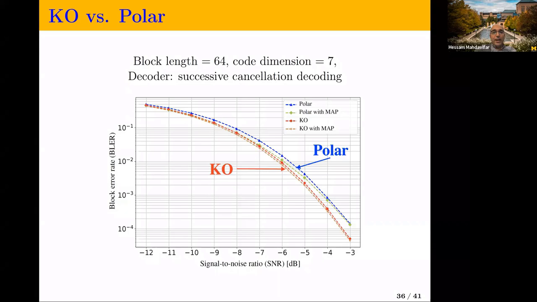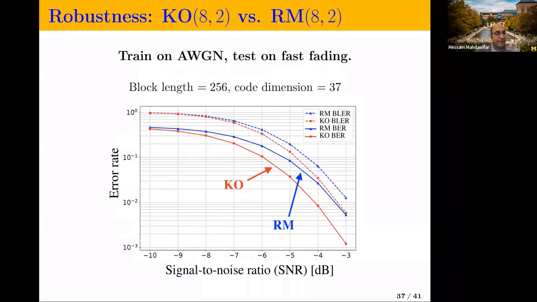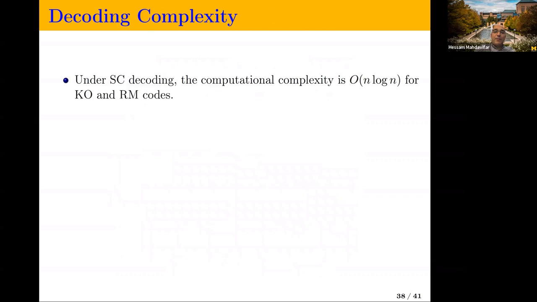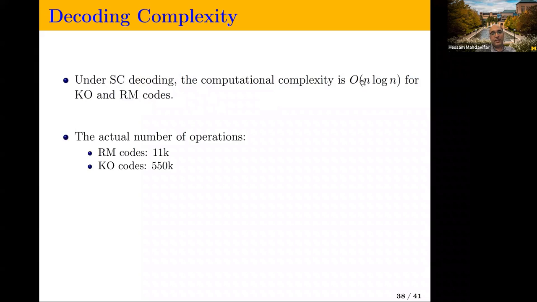Okay. And the other thing is that we have robustness. In other words, we train on AWGN, but we test on fast fading, and I still see the same improvement. So the same KO codes that we trained on AWGN, we tested on fast fading and they still improve upon Reed-Muller codes. Okay, so that shows robustness. But in terms of complexity, it's true that the computational complexity is order n log n for both KO and Reed-Muller, but this can be somehow misleading because there are constants involved here. Actually, these constants, unfortunately, for KO codes are large.